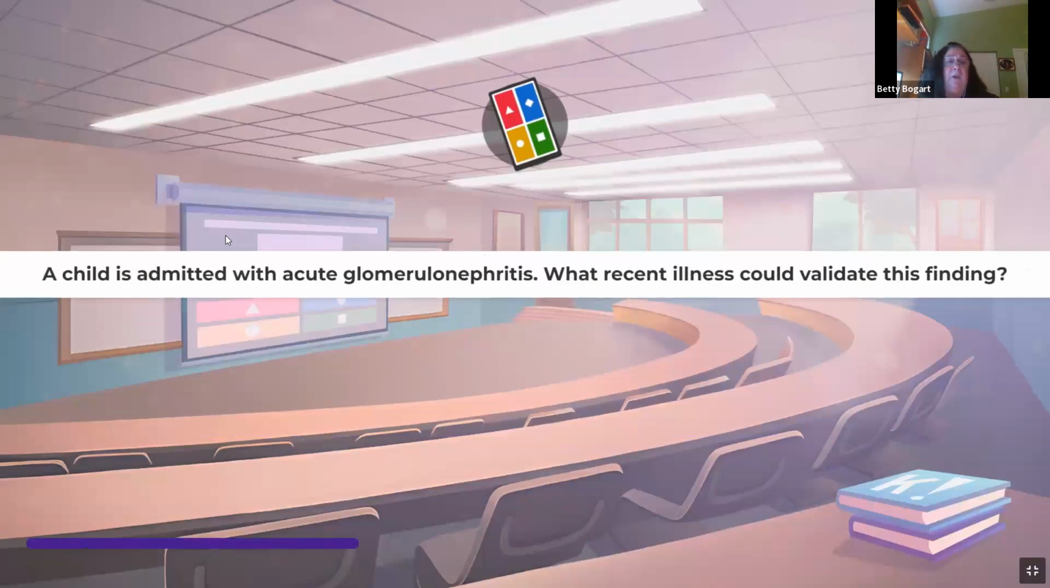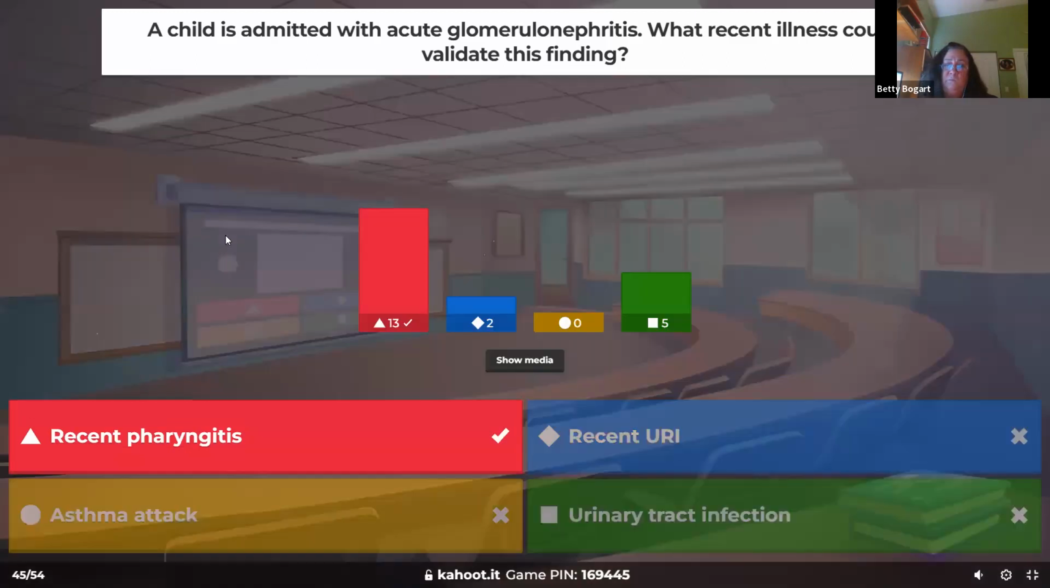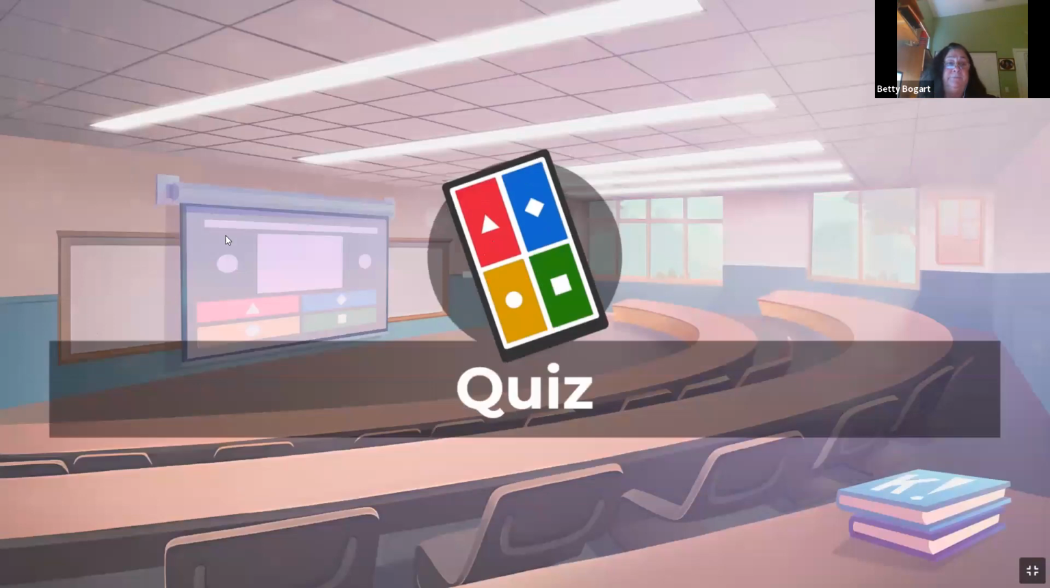A child is admitted with acute glomerulonephritis. What recent illness could validate this finding? Jose, you'll remember this forever. And that's the pharyngitis, which could have been strep. Very good. How do we treat it? Antibiotics. Hopefully it will turn around.